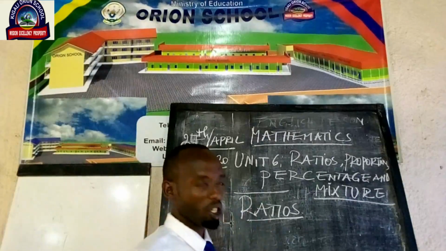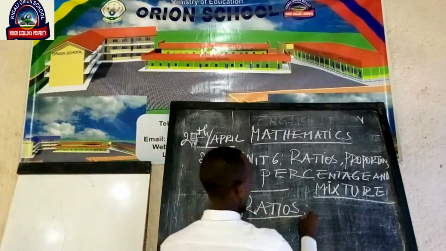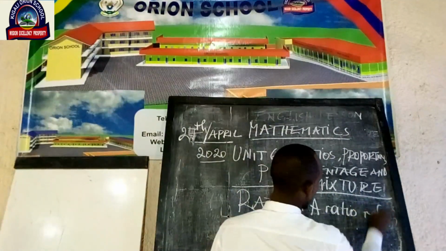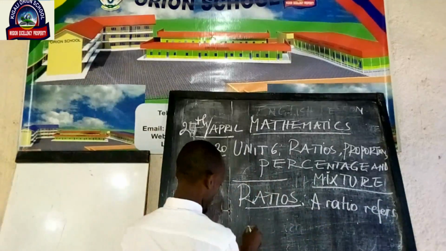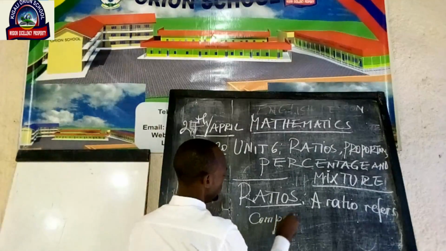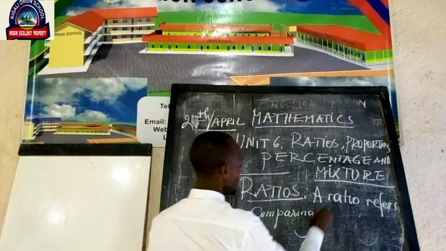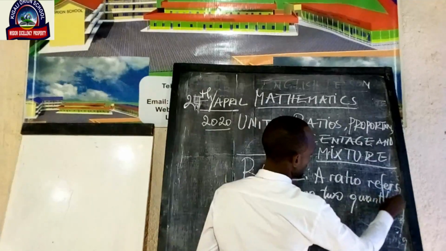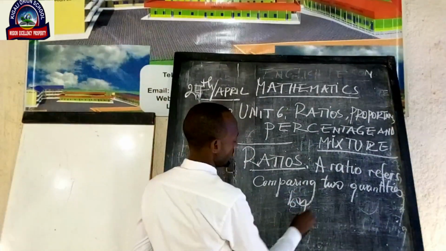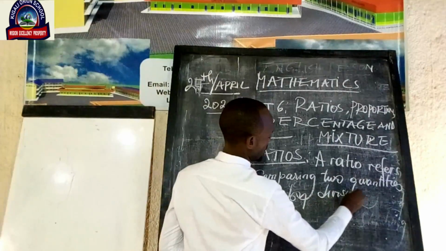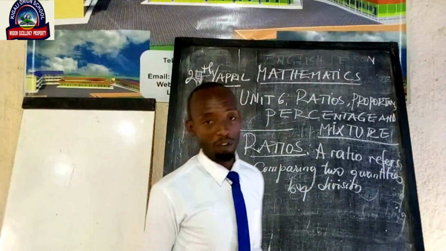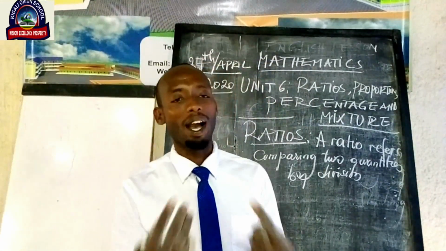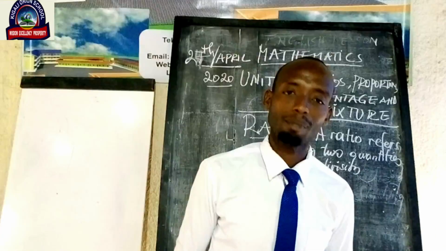So, ratios, what does it mean? A ratio refers to comparing two quantities by division. That is the meaning of a ratio. A ratio means comparing two quantities by division or comparing two numbers by division.